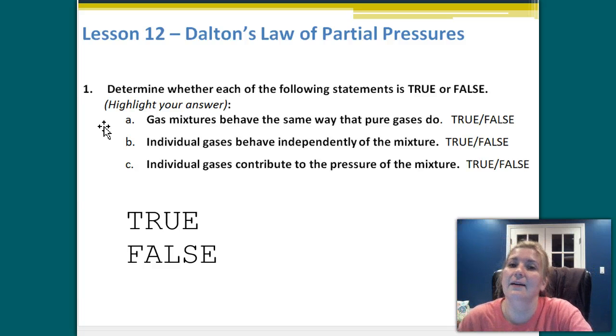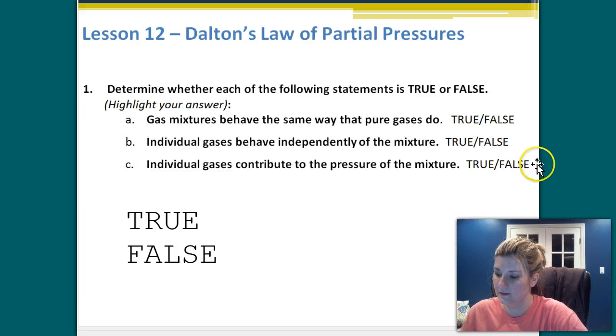We're almost there. For regular chemistry, my 1230 class, my 230 class, this lesson 12 is the last lesson that we have studied.